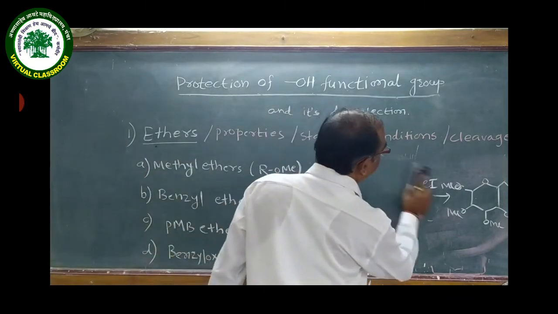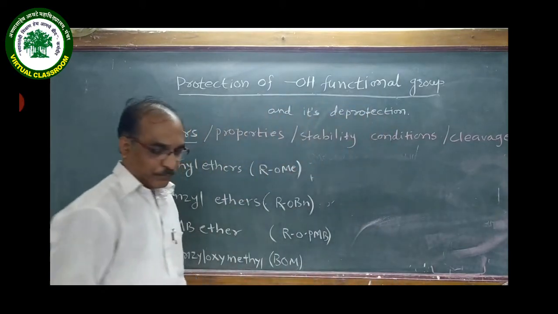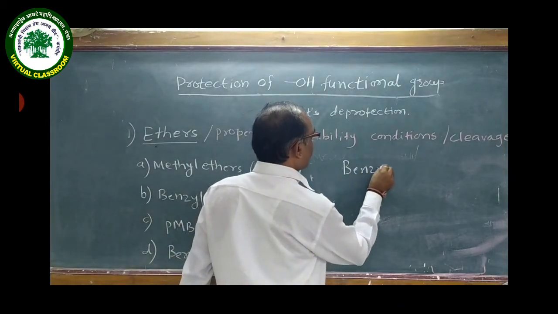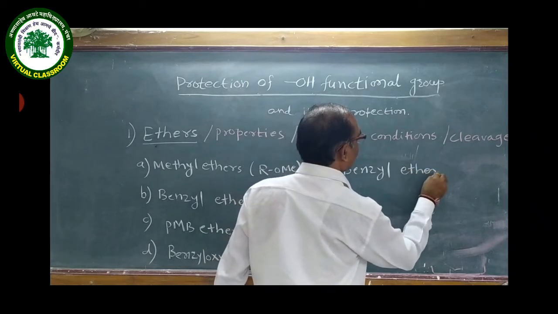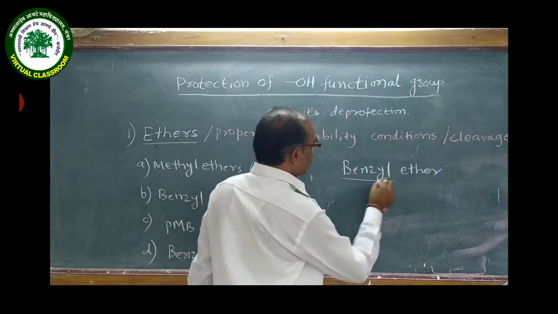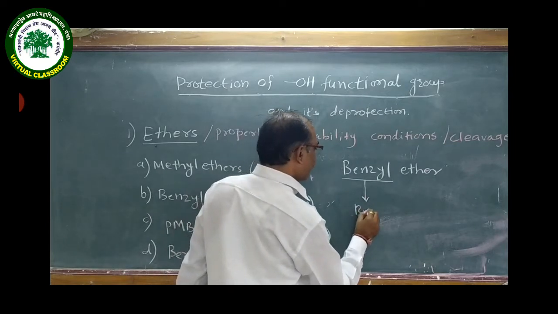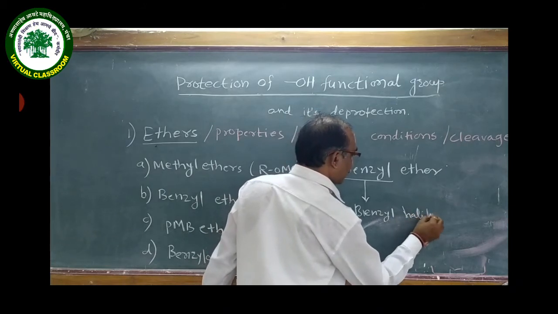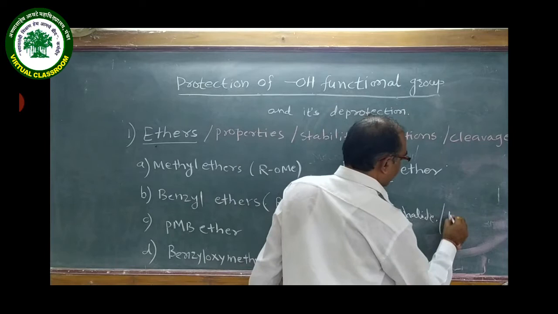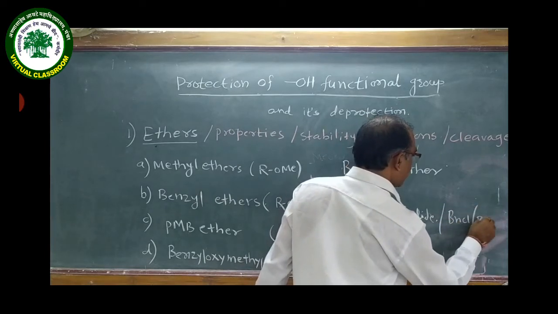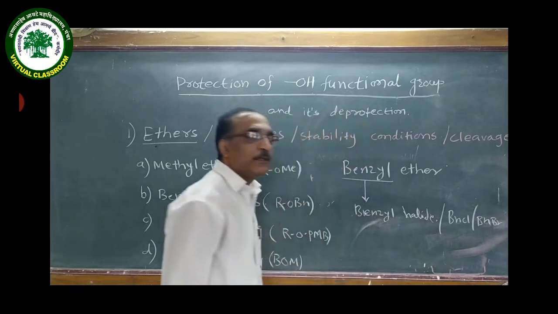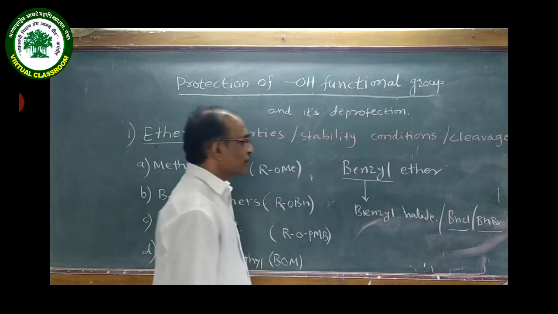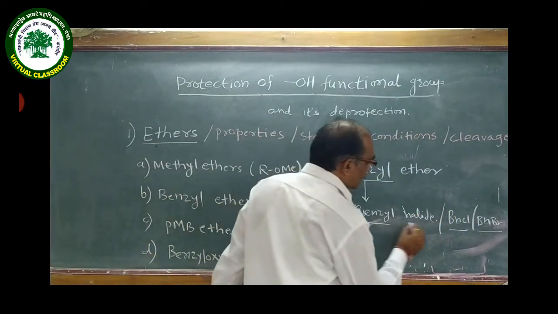Now you move to benzyl ether. What will the reaction be for the benzyl ether? For the benzylation reaction, we must have benzyl halide. That may be benzyl chloride, benzyl bromide, or benzyl iodide. But most of the times benzyl bromide is used. Next to that, benzyl chloride is used.